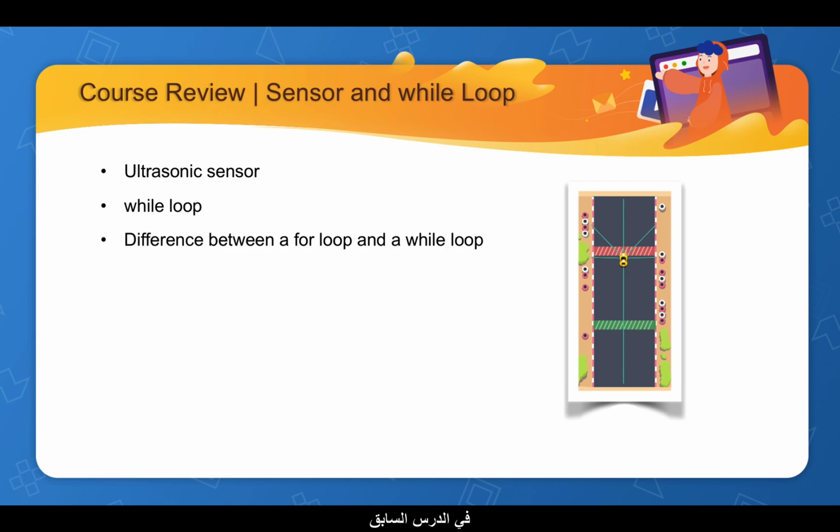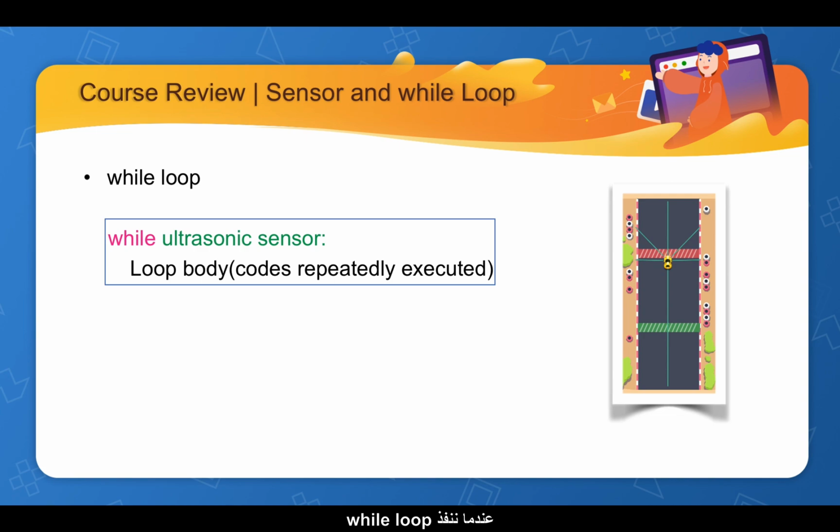In the previous lesson, we focused on the ultrasonic sensor, the while loop, and the difference between a for loop and a while loop. When we implement the while loop, we added a sensor element as the boundary condition for a while loop.